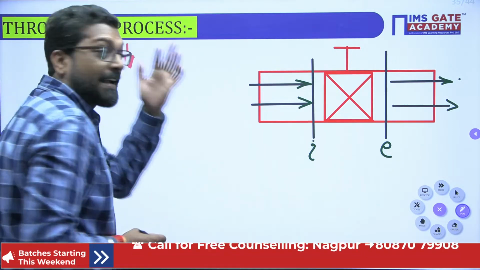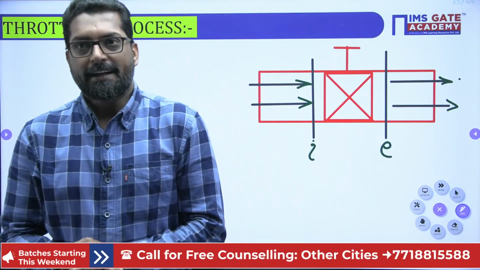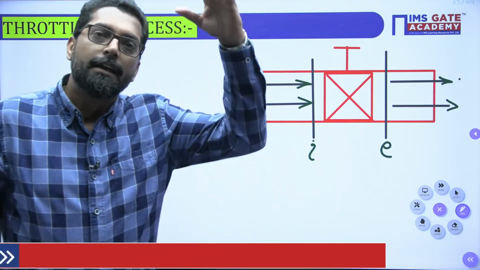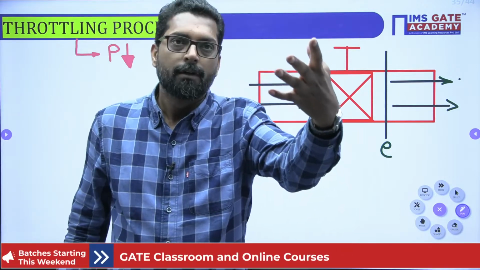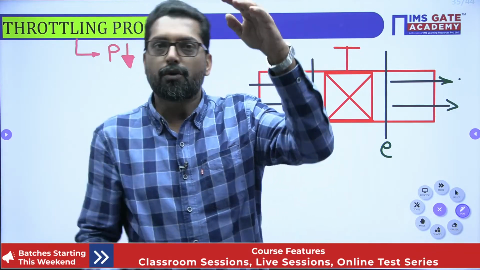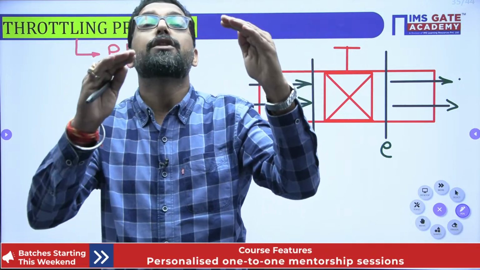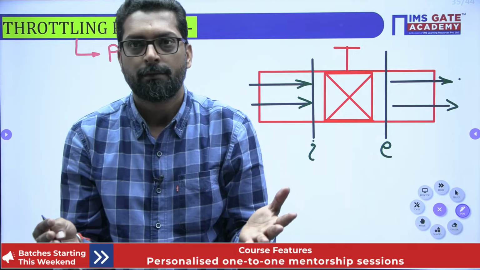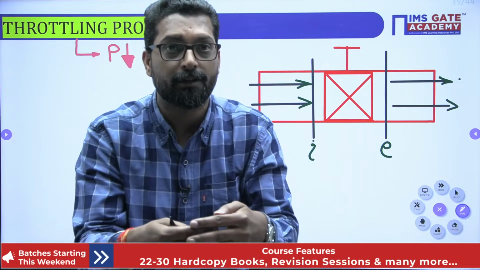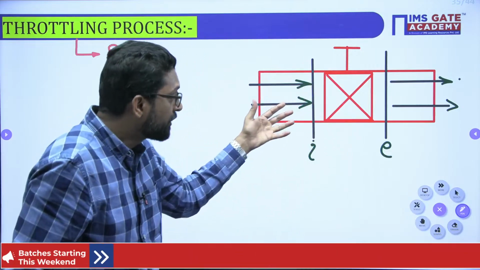Okay. Practical application of throttling. Yes, Atul, very good question. The practical application of the throttling process is when we reduce the pressure. See, in the refrigerator there is a high pressure and a low pressure device. If there is a high pressure refrigerant, we have to reduce it to a low pressure refrigerant with no energy loss. Throttling is the process that reduces pressure without reducing the energy.